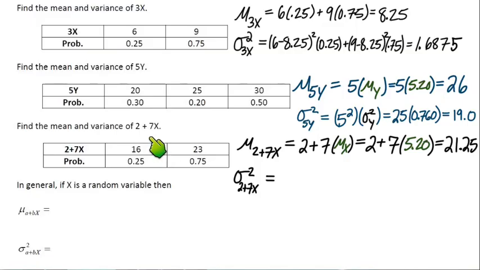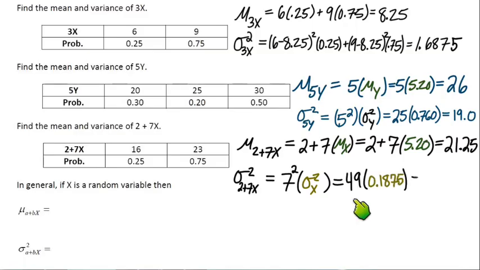Let's handle that constant the same way we handled the 5 for the variance here and the 3 for the variance in this case. So we're going to multiply the old variance of x times 7 squared, right? Not just 7. The variance gets multiplied by 7 squared. So we have 49 times 0.1875, right? Our original variance that we got for x, which is 9.1875 for our new variance.